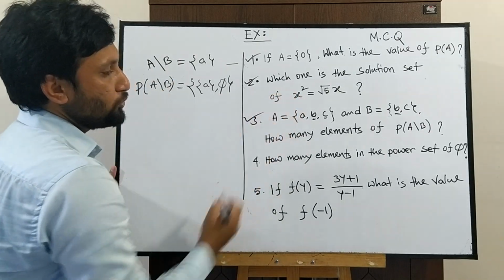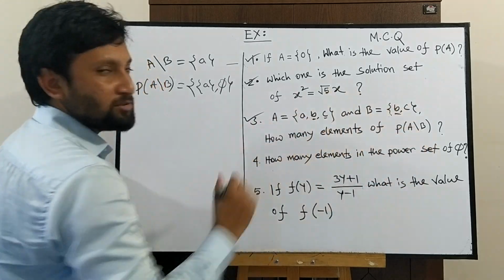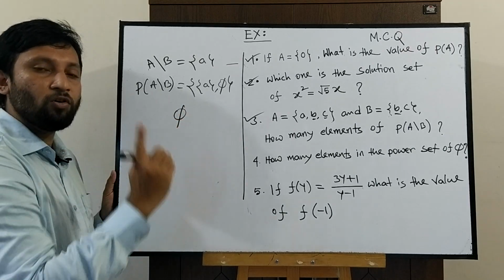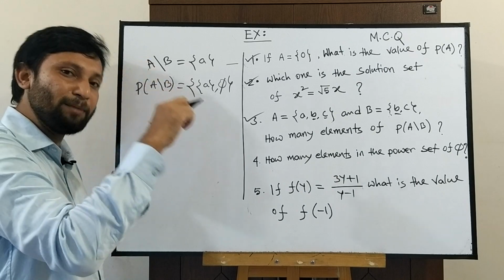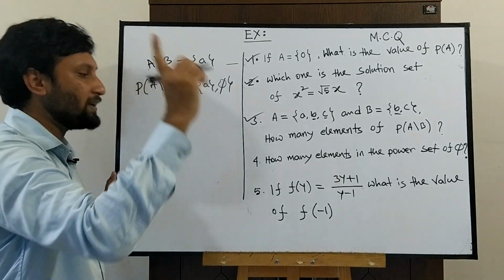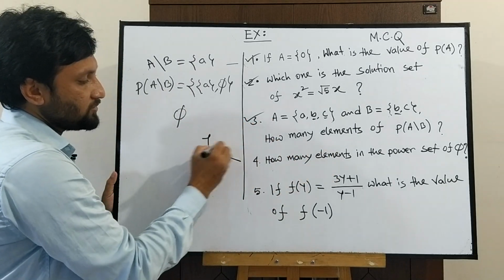3 complete. Now 4. How many elements are in the power set of empty? Only 1 element. Empty is the power set of the empty set. So the power set of the empty set has only 1 element. Clear? That means this is the answer, only 1 element.